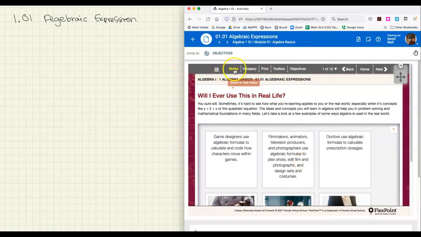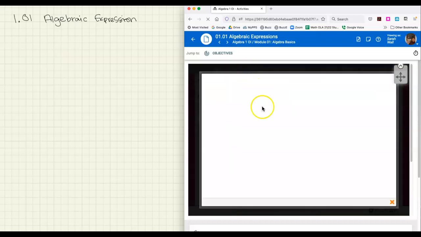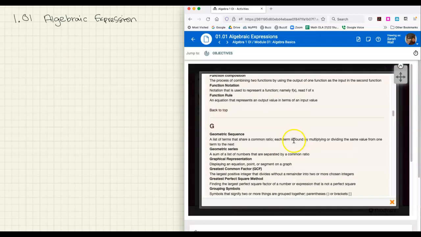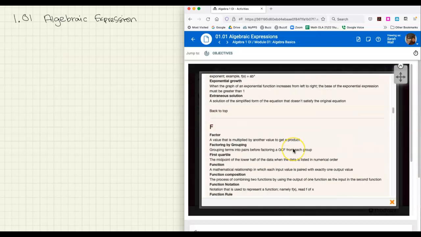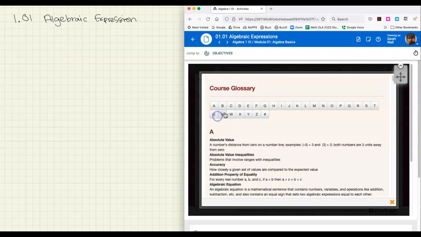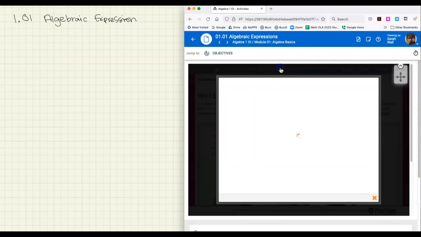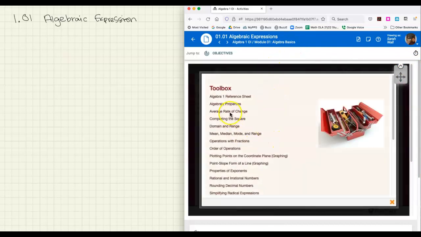That's sort of the first. You'll also see up here, this says notes. If you take notes on there, it will save them for you. I wouldn't necessarily do it. Your glossary, if you click on the glossary, you can find the definition of any vocabulary word that's in the content. You can print anything. Toolbox, let's see what that has.